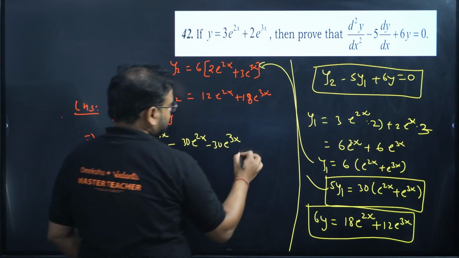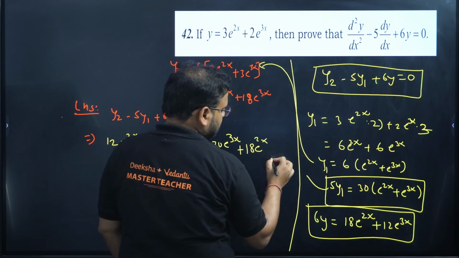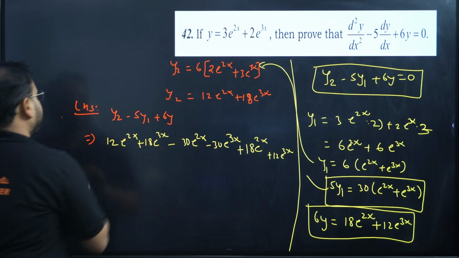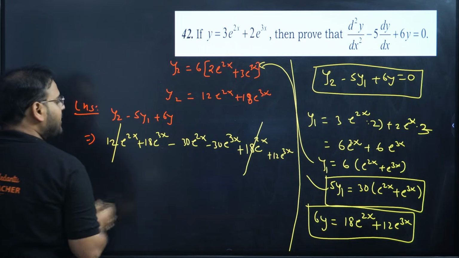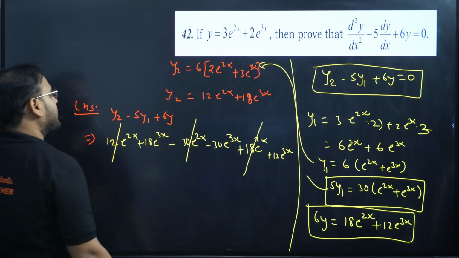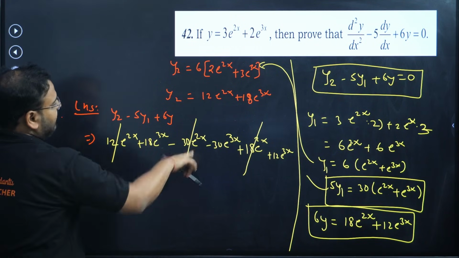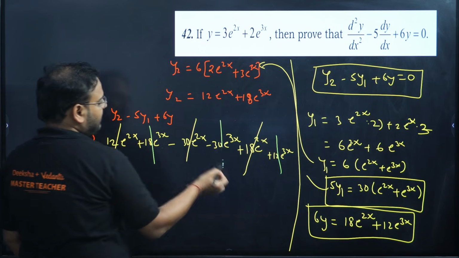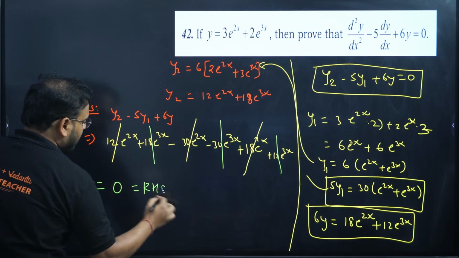Okay, and plus 6y. So add this: 18 e power 2x plus 12 e power 3x. Check here. 18 e power 2x, 12 e power 2x is 30, and the other 30 negative is cancelled. I'm getting this as 0, which is equal to RHS.